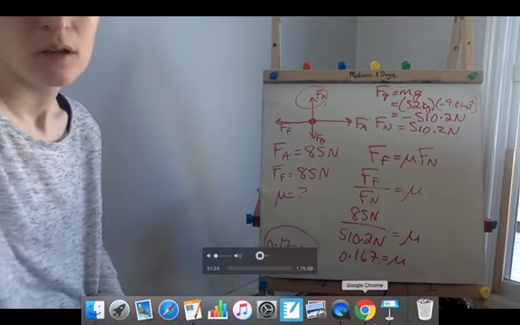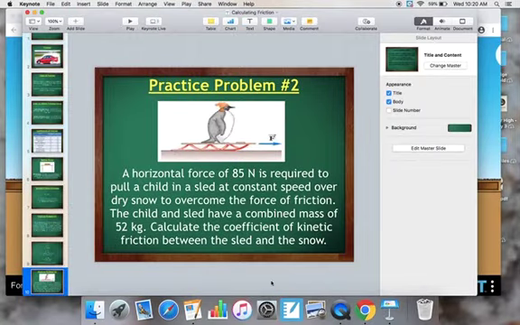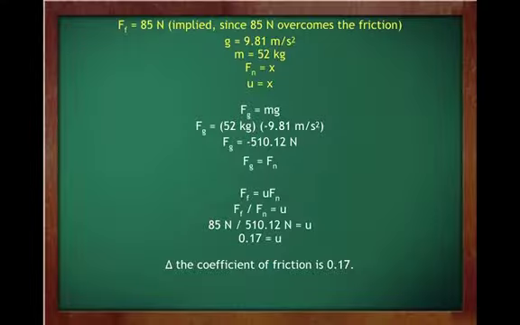All right, let's move on to sample problem number 3. You see that same kind of thing: the force of friction is 85, it's implied because 85 newtons overcomes the friction and it's constant. We have all those values. We see us calculating the force of gravity, which is equal but opposite to the normal force. Do the division. There you go.